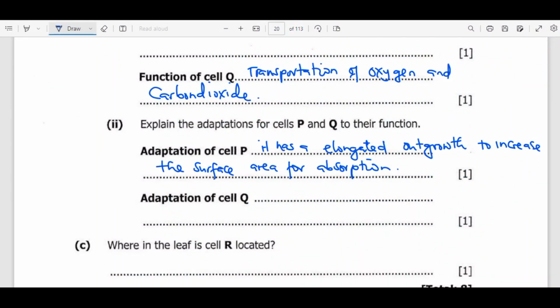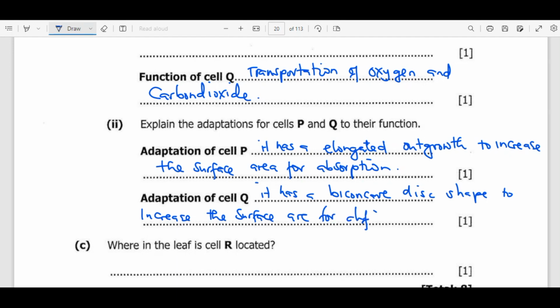So we are saying that it has a biconcave disc to increase the surface area for diffusion of oxygen.